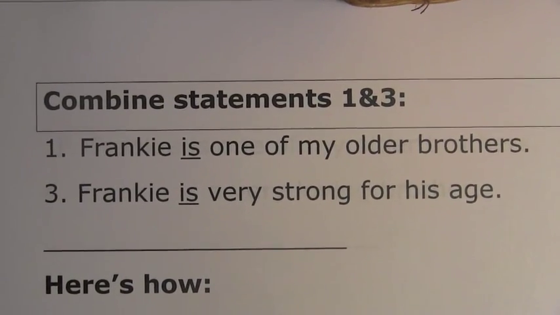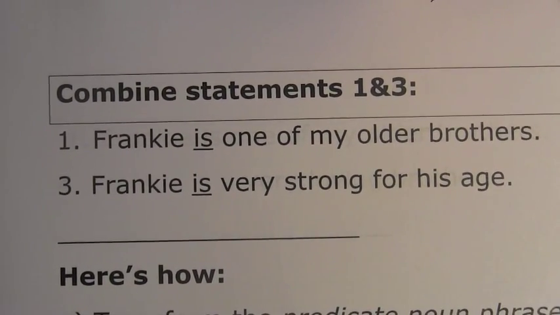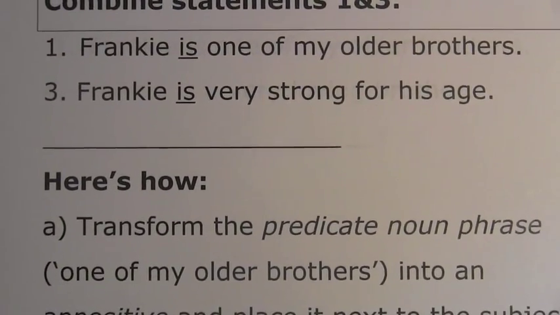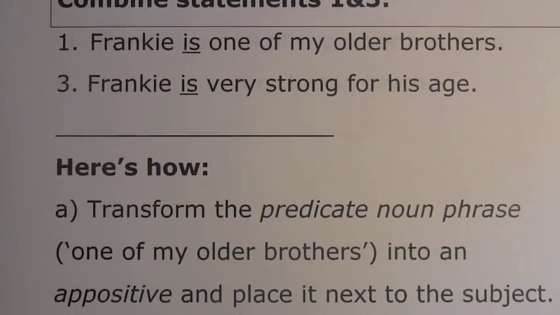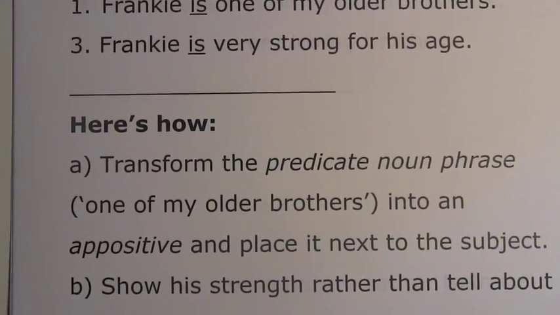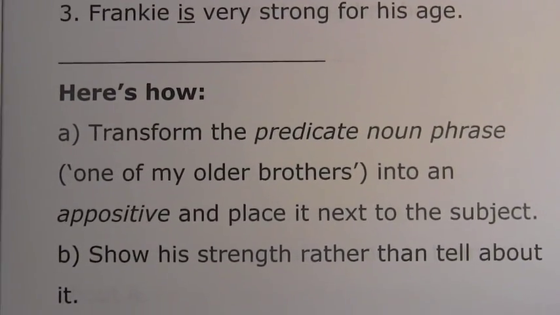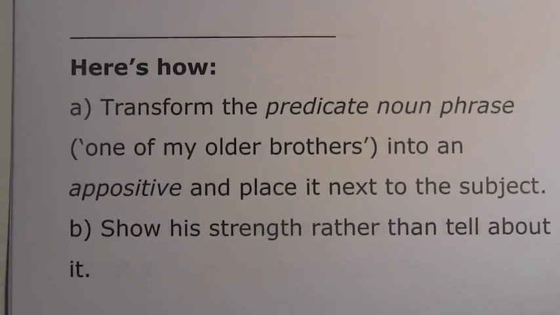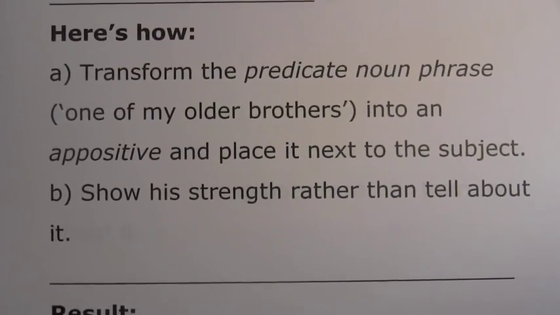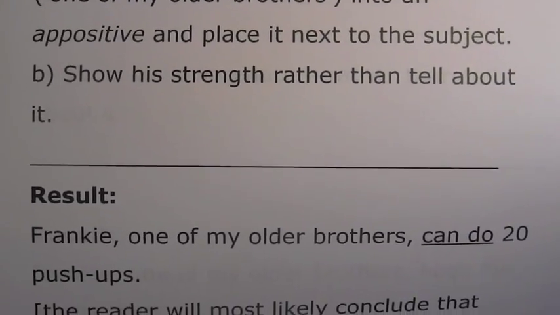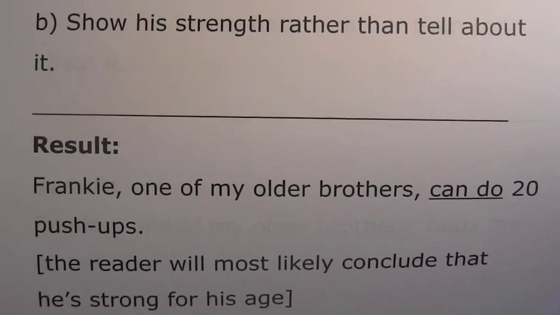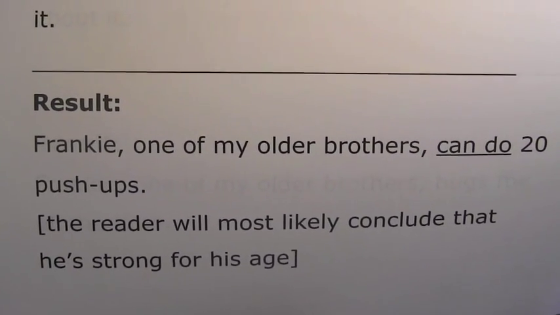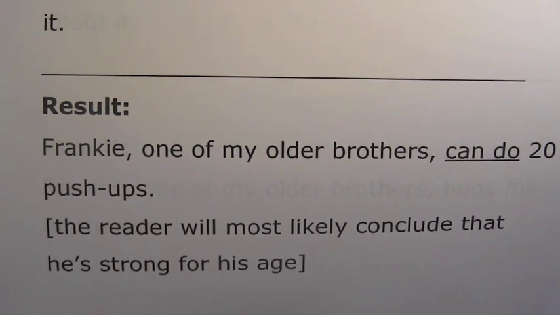Frankie is one of my older brothers. Frankie is very smart for his age. First, take the noun phrase that follows the linking verb and move it next to the noun it's describing. That makes it into an appositive. Next, show his strength rather than tell about it. Frankie, one of my older brothers, can do 20 push-ups.